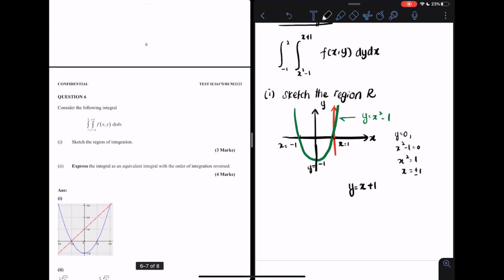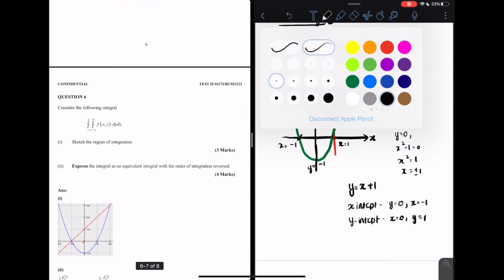So in order to sketch the straight line, you should find the x and y intercepts. The x intercept of this straight line can be obtained by letting y is equal to 0. Therefore, x is equal to negative 1. The y intercept can be obtained by simply letting x is equal to 0, so y is equal to 1. Therefore, here is x is equal to negative 1 and here is y is equal to 1.